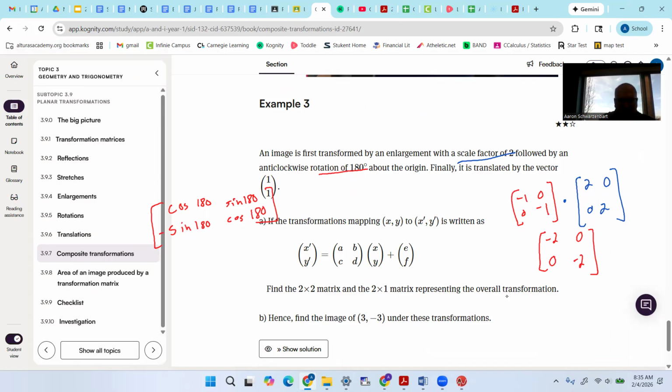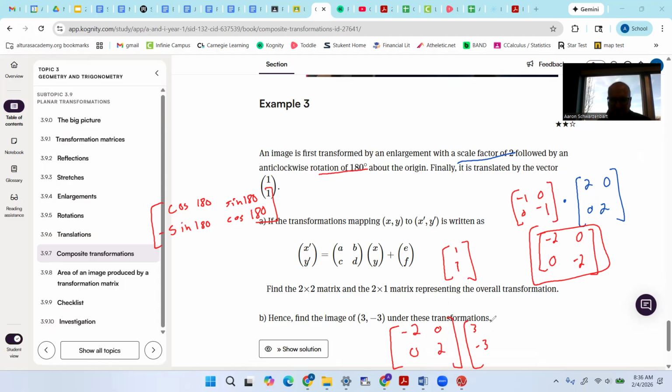Hence find the image of (3, negative 3). Oh, and finally it is translated by the vector (1, 1). Okay, so my 2 by 1 is 1, 1. So for my overall transformation, the first thing I'm going to do is multiply. Row 1 times column 1 is negative 6. Row 1 times column 2 is also negative 6.